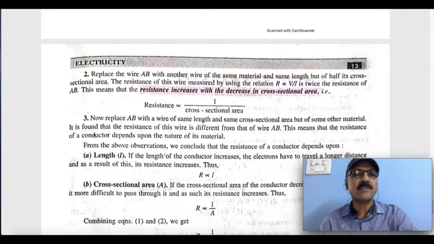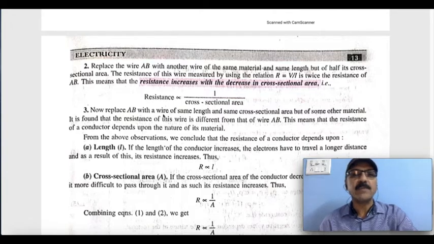The third one: now replace AB with a wire of the same length and same area of cross section, but of some other material. It is found that the resistance of this wire is different from that of the wire AB. This means that the resistance of a conductor depends upon the nature of its material. So resistance depends upon three quantities. First, resistance is directly proportional to length. Second, resistance is inversely proportional to area, and third, it depends upon the nature of the material.